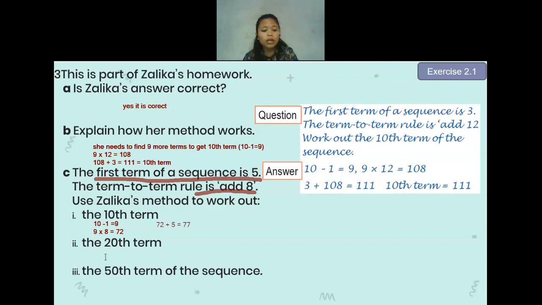Okay, the answer is 157, correct. Is there anyone who got confused? How do I get 157? No, teacher. Okay, if no one is confused, then now for the 50th term, how many will it be?